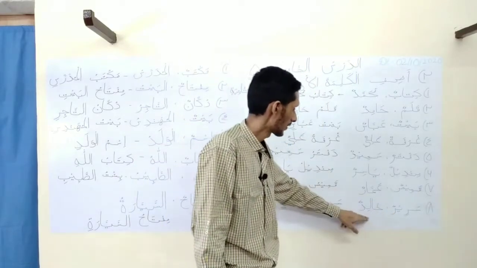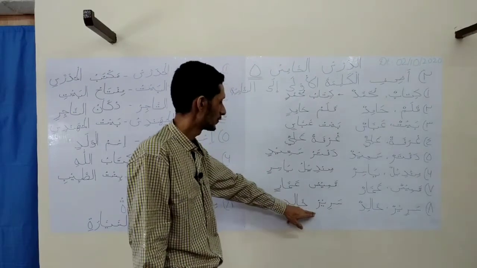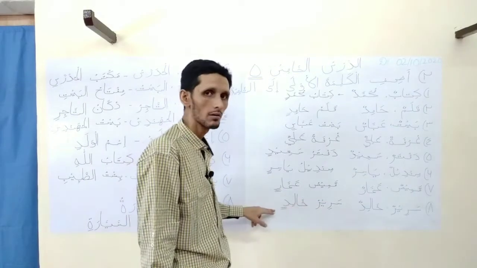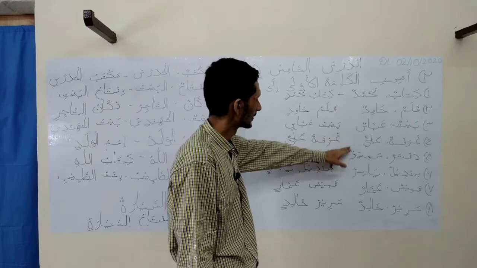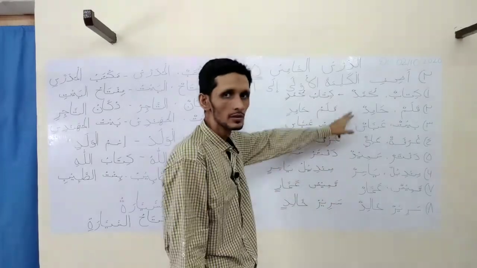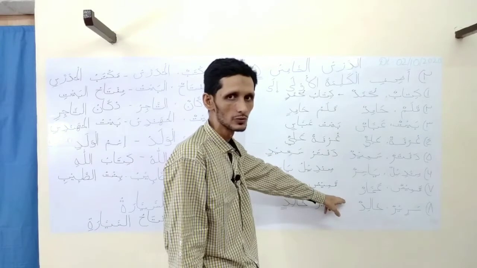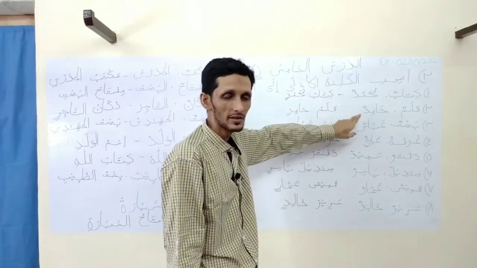Sarirun Khalidun. Combination will be Sariru Khalidin. Bed of Khalid. In all these cases, these nouns were proper nouns. So al is absent in these nouns.